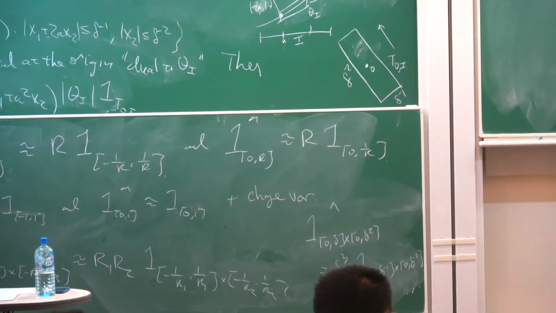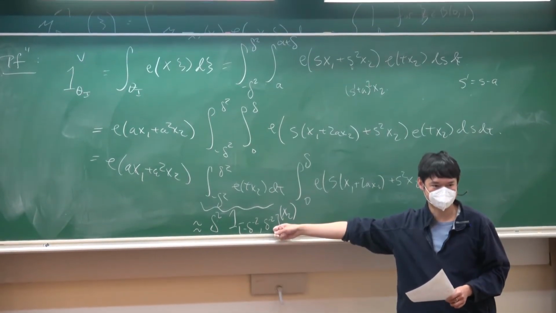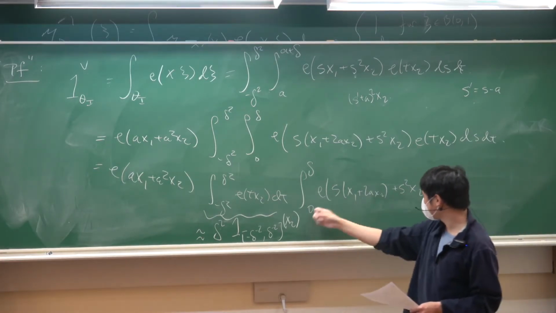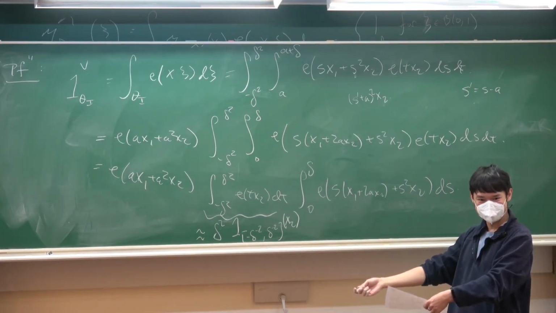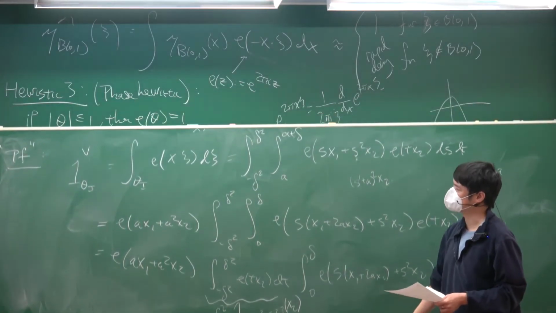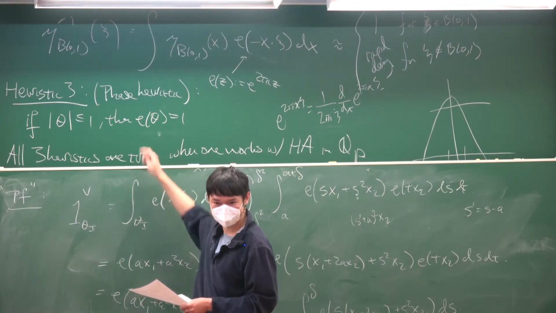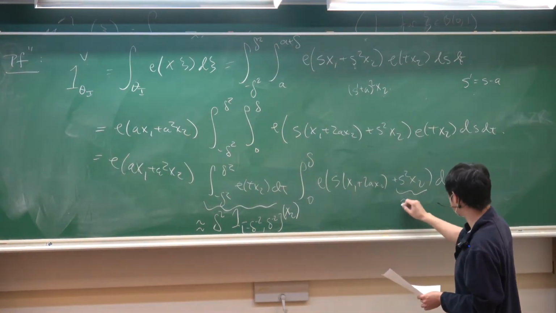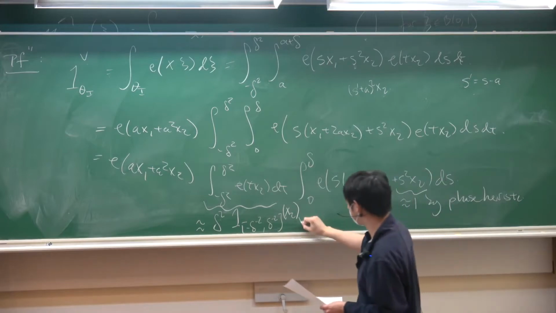Now, since we know x2 is restricted to delta to the minus 2, what's s squared? s is something between 0 and delta, so s squared is something between 0 and delta squared. And so s squared times x2 is less than 1. And what did our phase heuristic say? If the input is less than 1, then it has no oscillation. So this term is basically 1 by the phase heuristic. This term is by claim 1.